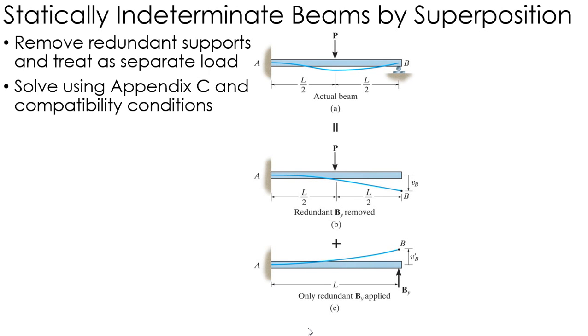So, for example, if I've got a cantilever beam with a roller at the end, I can basically treat that as a cantilever beam with a force in the middle, and then a cantilever beam with the reaction force B at the end point. Okay, then knowing that the deflection at the end point is 0, I can basically set these two deflections equal to one another. Okay, so knowing that compatibility, that boundary condition.